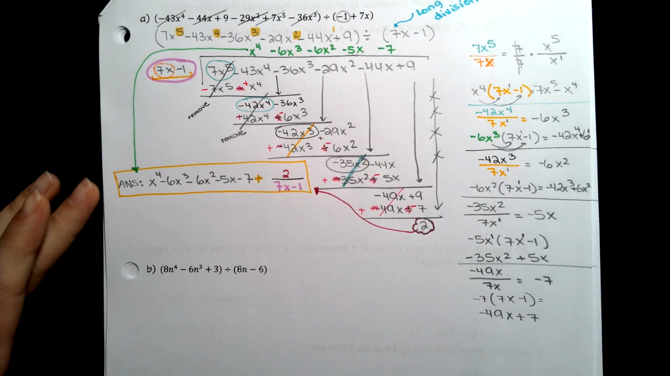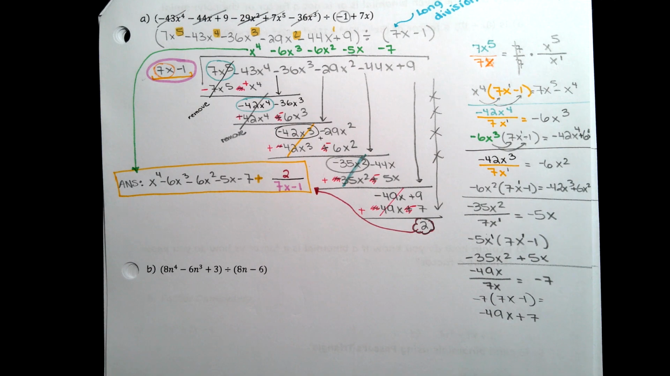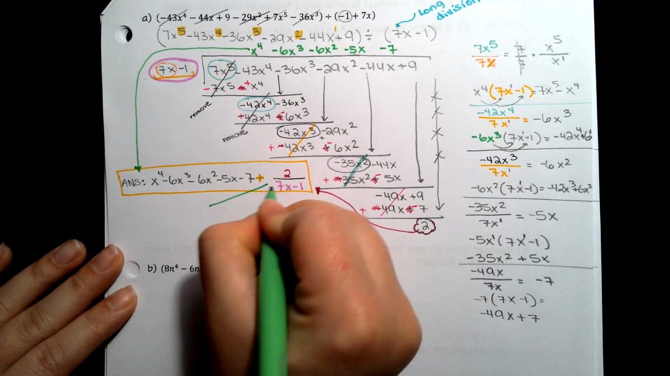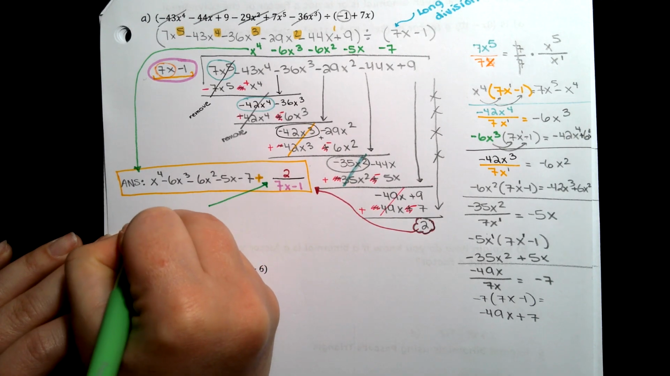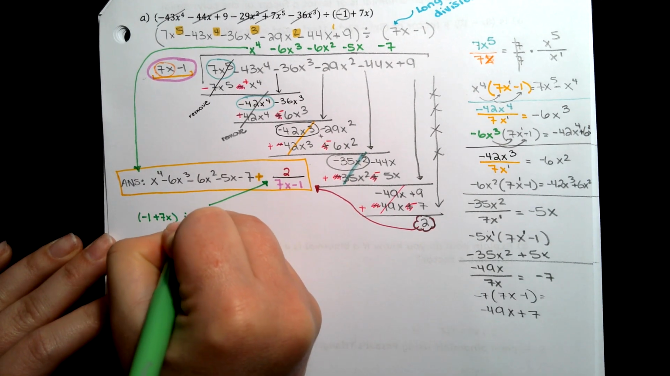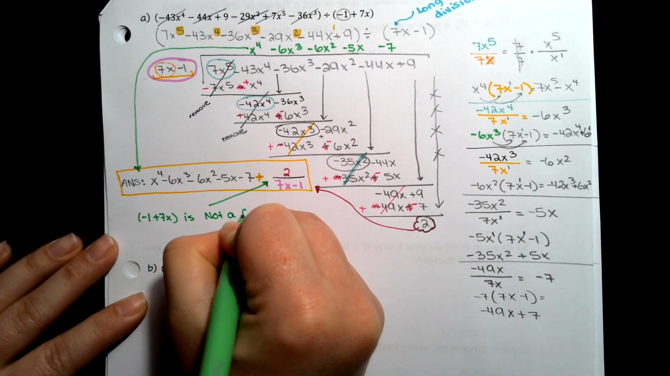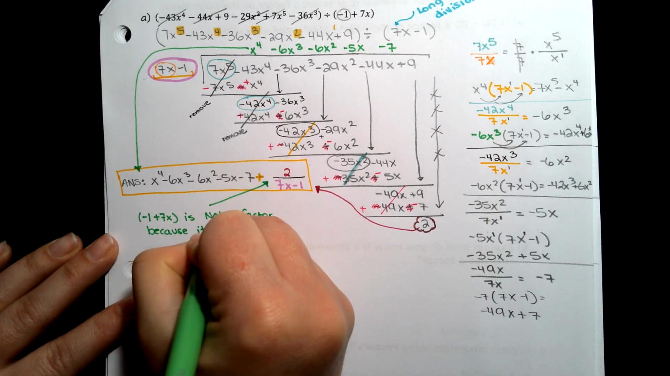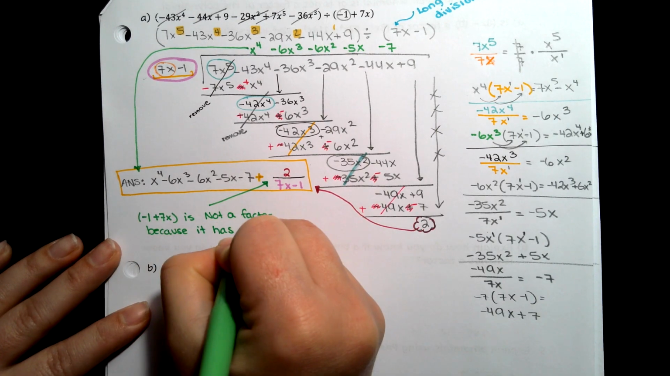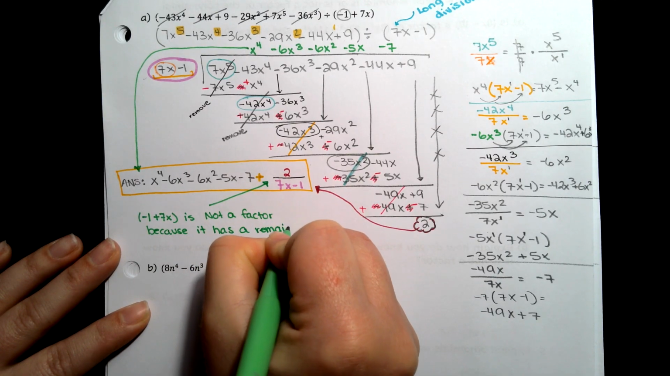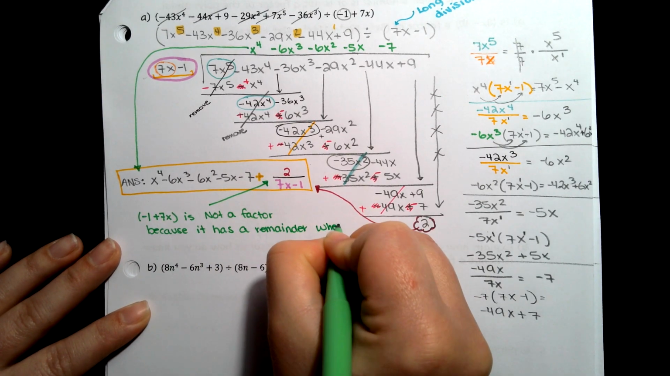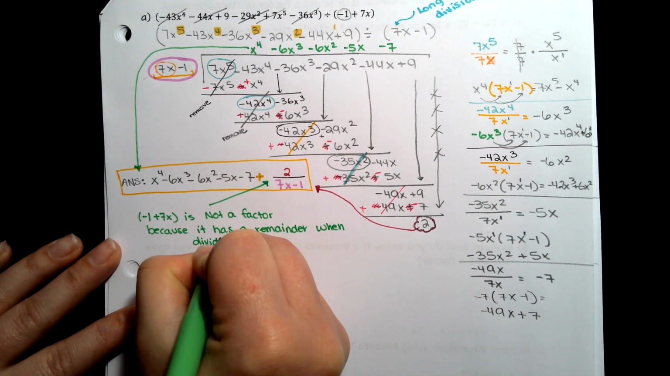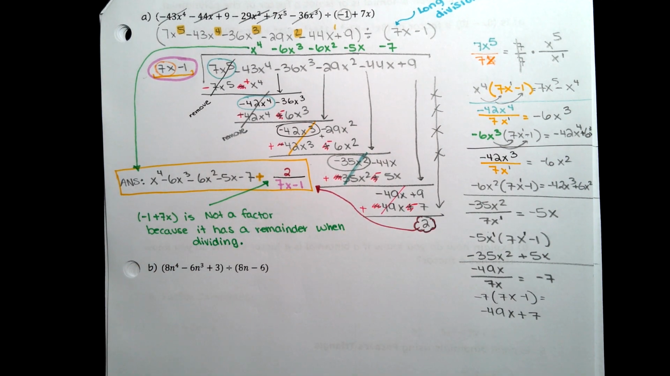Okay, so how do you know if something is a factor or if it's not a factor? This is not something they're asking you, but I do want to ask you. Because you see a remainder, that means negative 1 plus 7x is not a factor, because it has a remainder when dividing. And you can say instead of 8/2, it gives you a remainder when dividing.